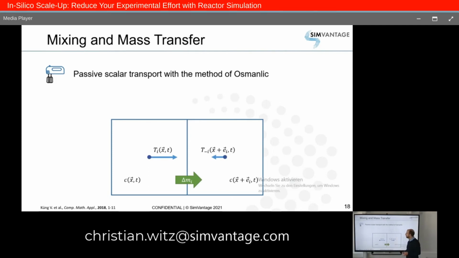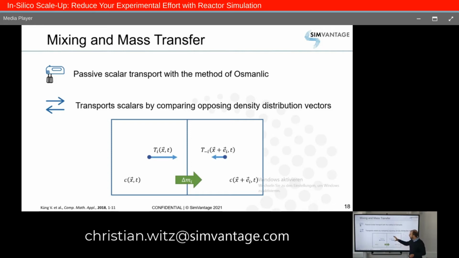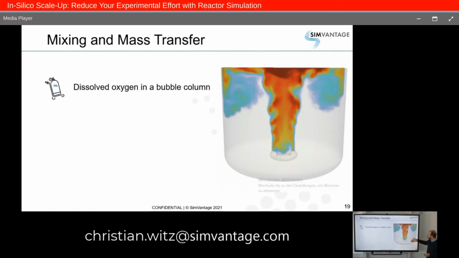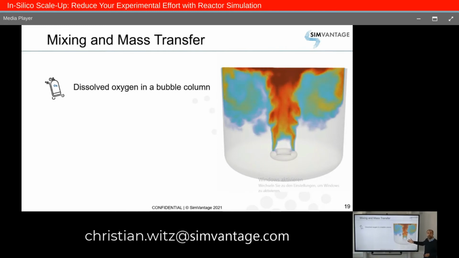simulation. And for the substrate simulation we need a passive scalar transport algorithm. We do it with the method of Osmanlich, where we just are able to decide which part of the mass which is present in one cell is transported to the next cell by comparing the density distribution vectors which we get out of the fluid simulation. And with this algorithm, which is not very complicated, we can already do simulations like that. This is a reactor without any stirrer, just a bubble column.